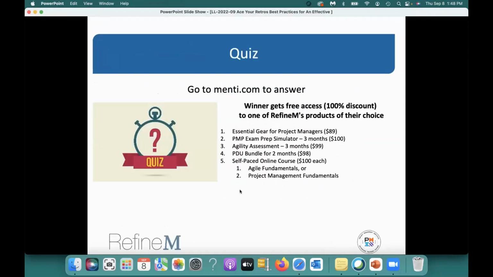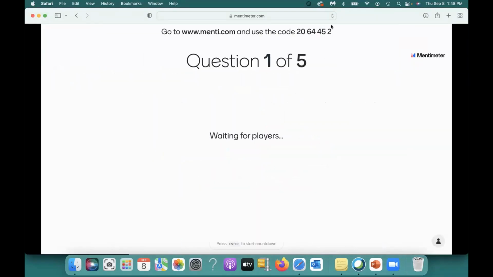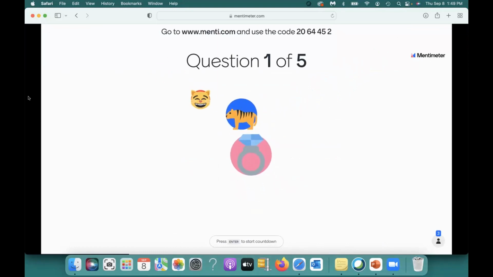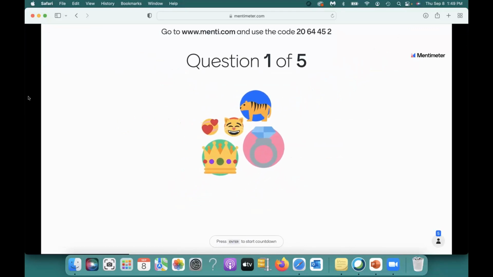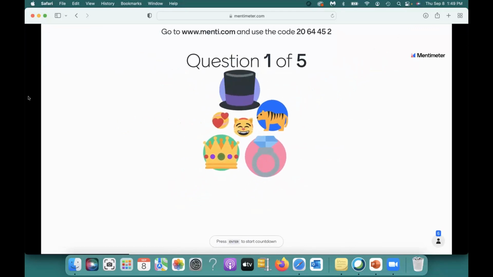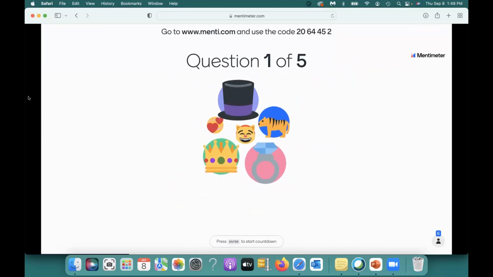So, quiz time. Let's go back to Mentee again. Quiz time, and there are prizes here for the winner. So there are going to be 5 questions, and they will come one after the other, and you have to respond to those questions. And there is scoring for each question. The scoring is based on whether your answer is right or not.